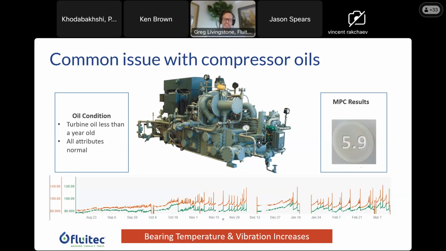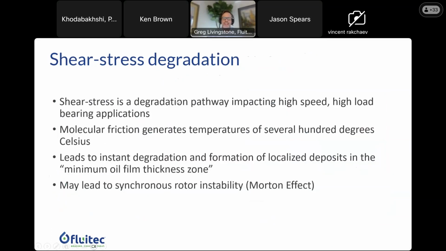Shear stress is a phenomenon that we see more commonly in higher speed, higher load bearing applications. Essentially, we have molecular friction between the two moving parts that can generate very, very high temperatures, in the range of several hundred degrees Celsius. When you stress an oil at several hundred degrees, this leads to essentially instant oil degradation and localized deposits. And again, this is happening in the minimum oil film thickness zone.